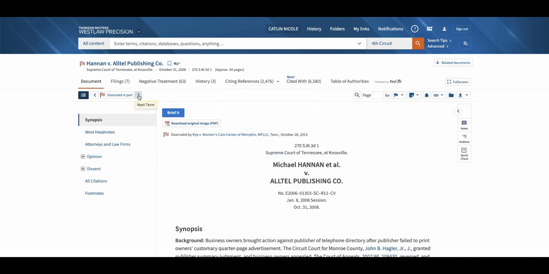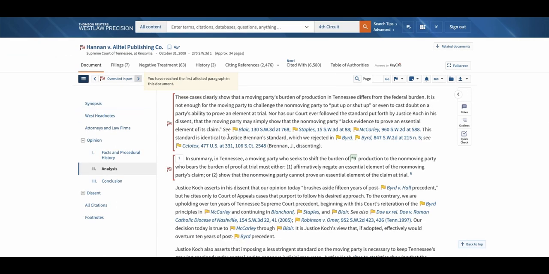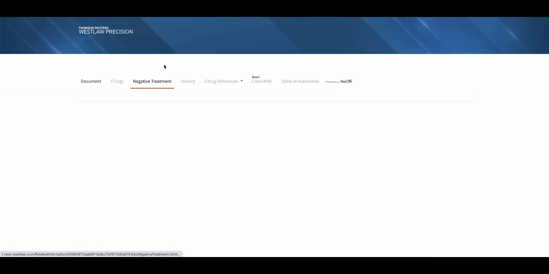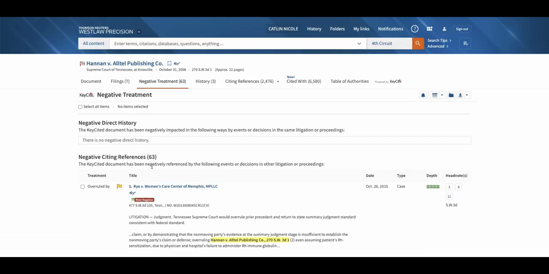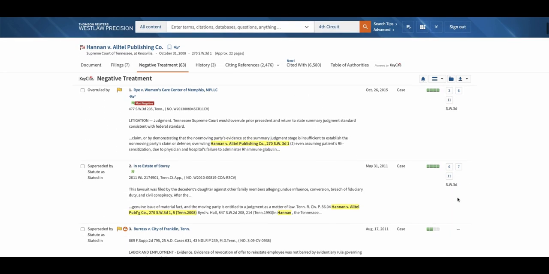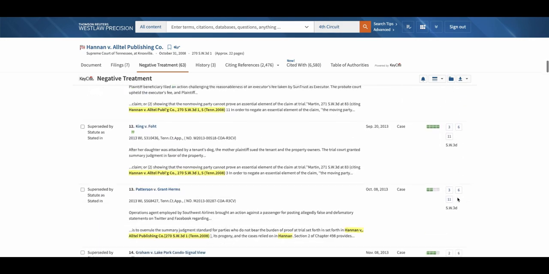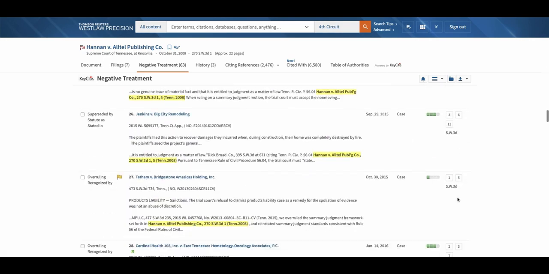If we use the arrows, it takes us to that part of the case that has now been overruled, so we can see what headnotes it affects. Let's go look at the negative treatment tab. We are told here that this case was overruled by Rye v. Women's Care in 2015 on these 3 headnotes. And many others on those same headnotes superseded this case by statute, and many other cases recognize this overruling.